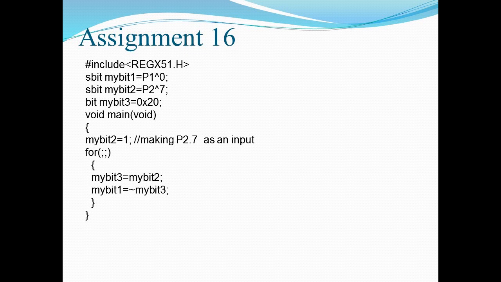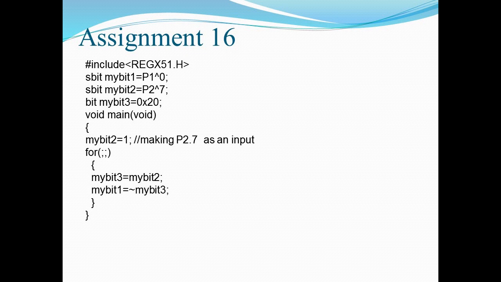So here I have used sbit my bit 1 equal to P1.0, where I am going to connect an LED. sbit my bit 2 equal to P2.0, where we are going to connect a switch, and we are using a third variable to store that data, that is bit my bit 3 equal to 0x20. So this is an address where this data is going to be stored.